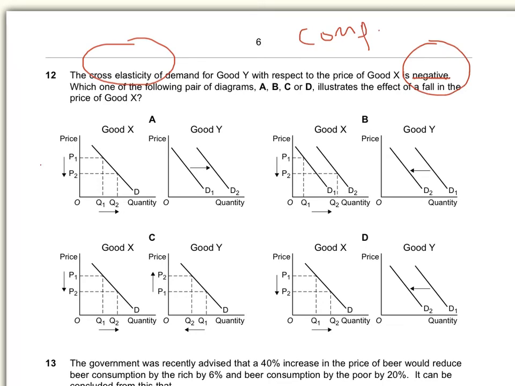So what we should see with a complement is that there will be an increase in demand as a result of a fall in the price of one product. So the answer to this one is A. As a follow-up, it might be worth trying to identify what would explain options B, C, and D.